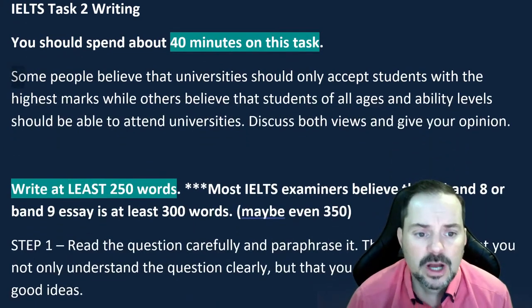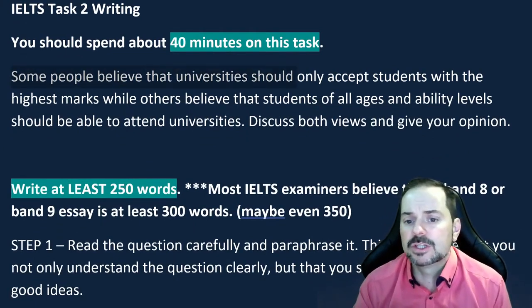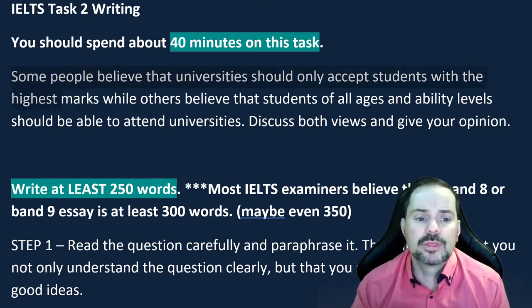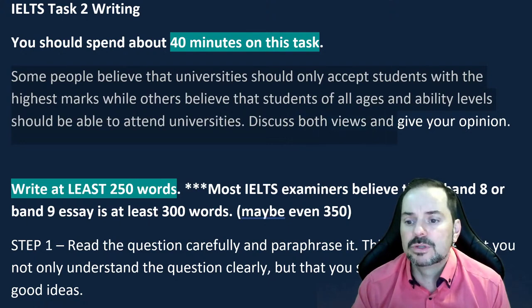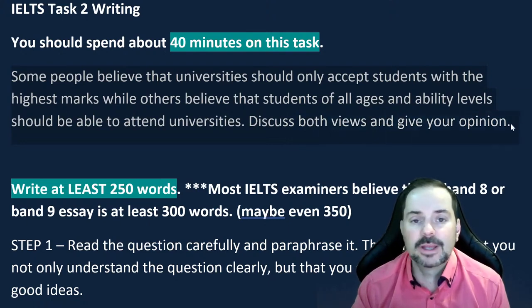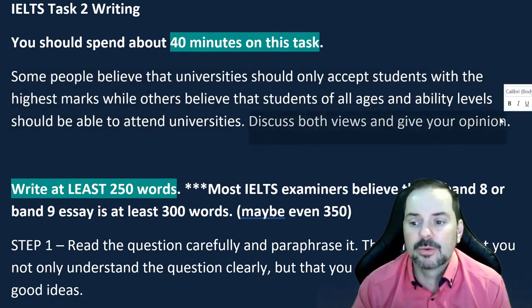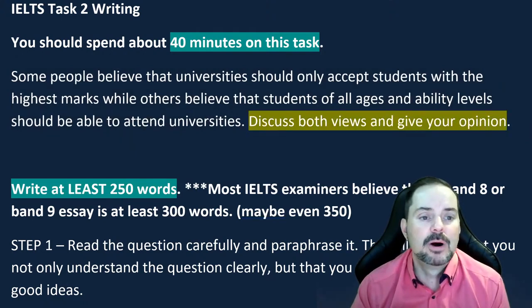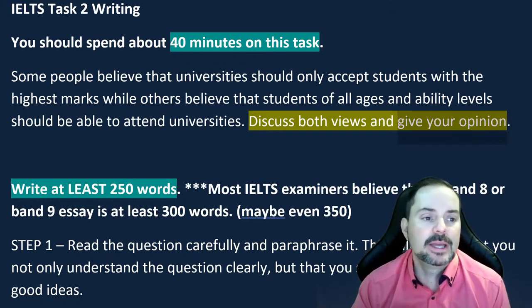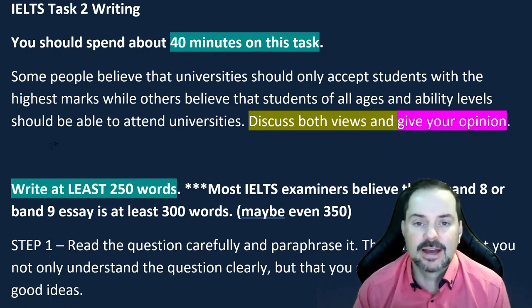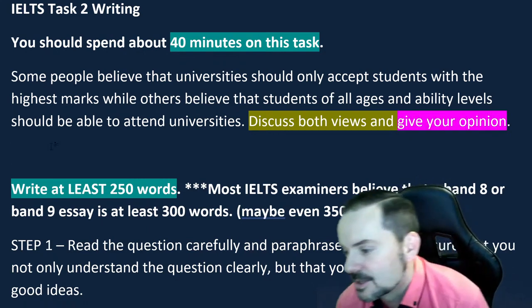Let's read this together. Some people believe that universities should only accept students with the highest marks, while others believe that students of all ages and ability levels should be able to attend universities. Discuss both views and give your opinion. So we've got this interesting question here where we have to talk about both and we have to talk about our opinion. So we have to make sure that that's what this essay does. You have to do that in the essay, otherwise you're not getting some good marks.